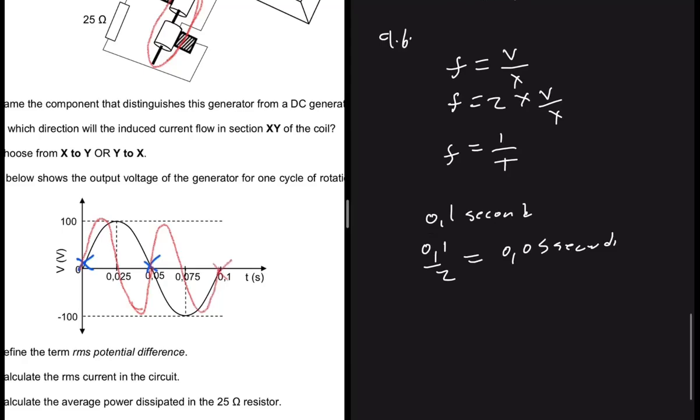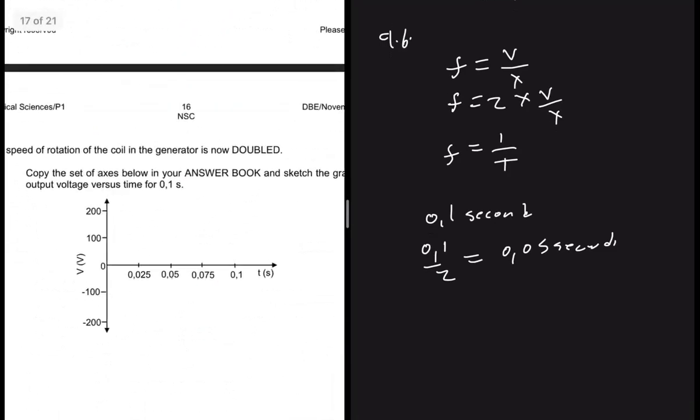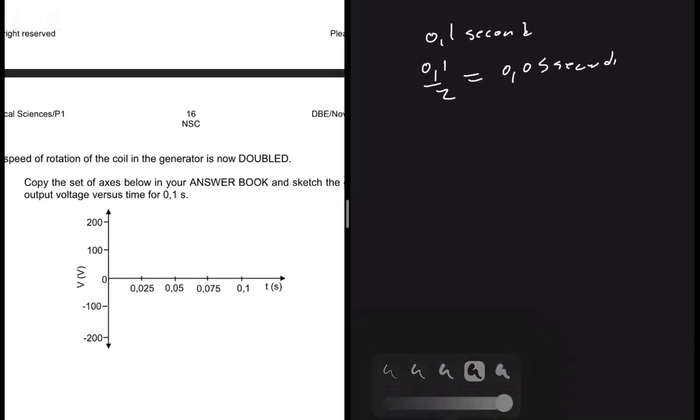We have our cycle. So the question now becomes, what happens if you increase the rotation by 2.5 times? What happens if you increase the rotation by 3 times?